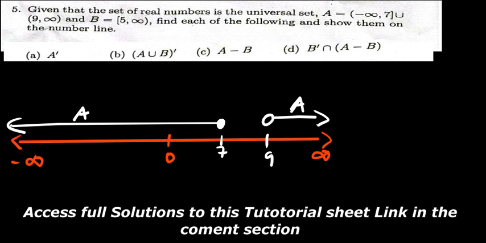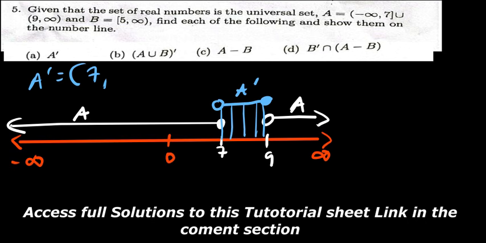That is again A. But the question is, we want to find A complement. So A complement is the part that should not be part of A. This is included, so the complement is not going to include it. This is not included, so the complement will include it. This part in between is A complement. Therefore A complement is open at 7, comma, the last one closed, 9 included. That is A complement.